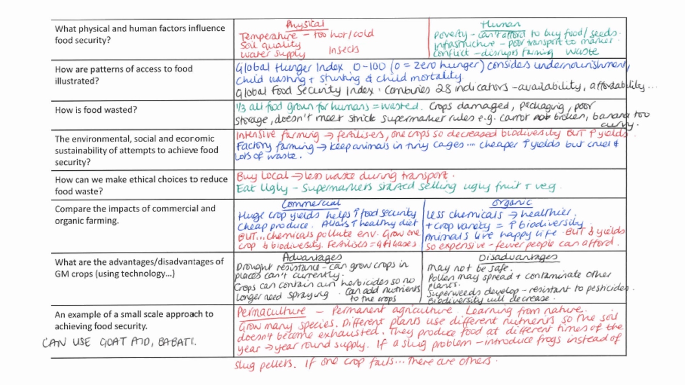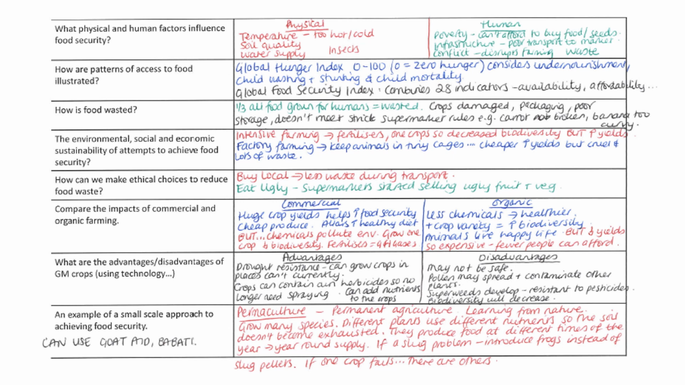What physical and human factors influence food security? So physical factors include the temperature. Places that are too hot or too cold can't grow good crops, can't grow good food. If the soil is really poor quality, you can't grow good crops. If you don't have enough water, you can't grow good crops. If you have plagues of locusts and insects coming in, that affects your crops.